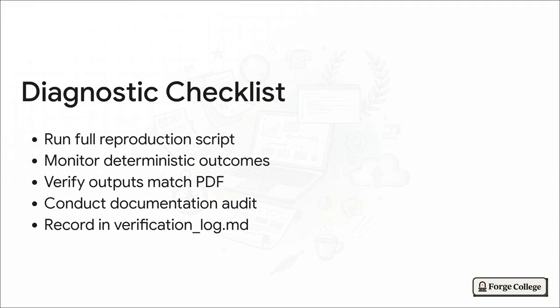Now, if the smoke test passes and nothing catches fire, awesome. You move on to the full diagnostic checklist. First, you run the full reproduction script. You monitor closely for deterministic outcomes, meaning we want 0 random, unexplainable surprises popping up. Then, you verify that these newly generated outputs perfectly, and I mean perfectly, match the figures in your PDF manuscript.